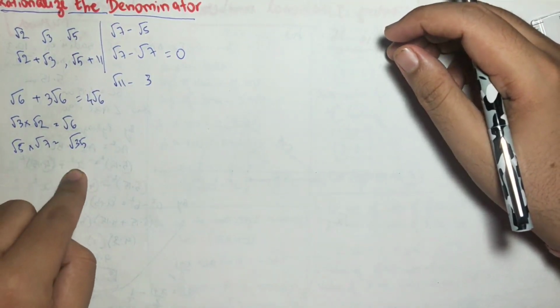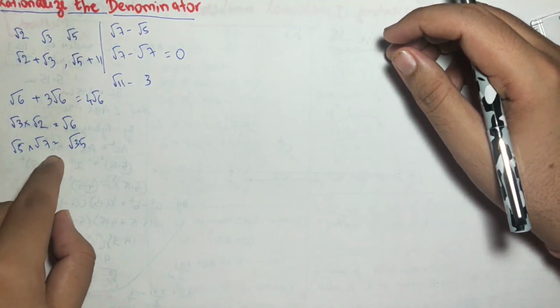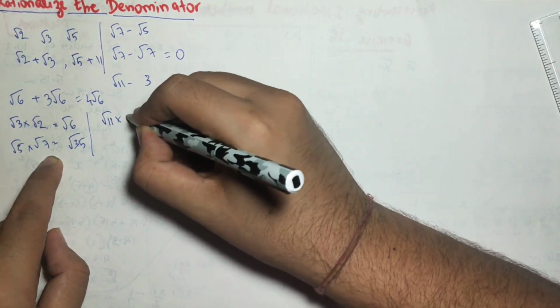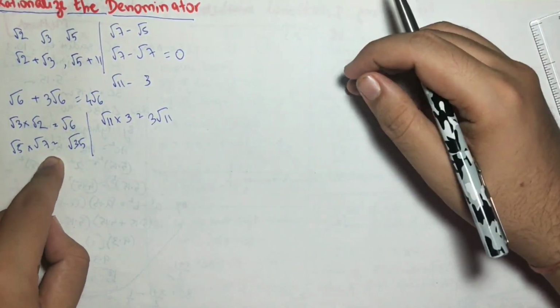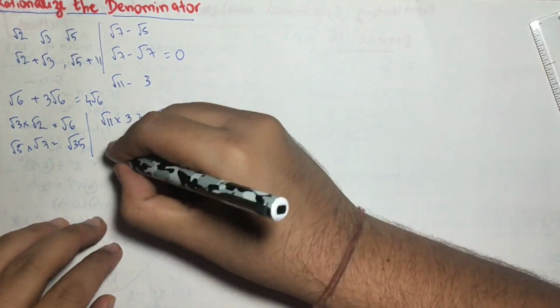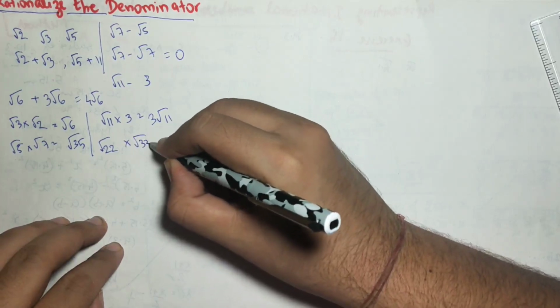Now sometimes what happens is we have an irrational number multiplying with a rational number. Then what will happen? Suppose root 11 into 3, the answer will be 3 root 11. 3 will be outside the root. Similarly, suppose I say root 22 multiplied by root 33.